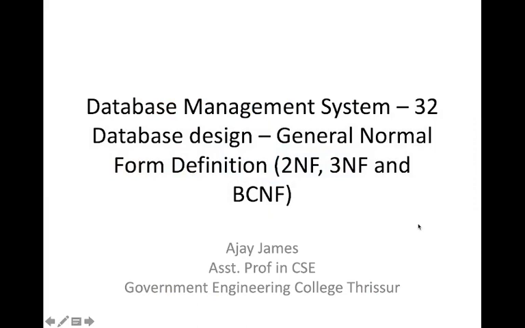Hello all. In the previous lecture we have seen different normal forms: first normal form, second normal form and third normal form. And we have seen the steps for normalization into third normal form, that is, how to disallow partial and transitive dependency. When we have partial and transitive dependencies, all those anomalies will happen.